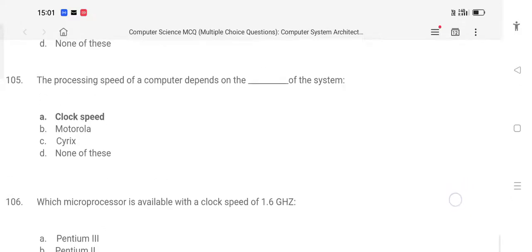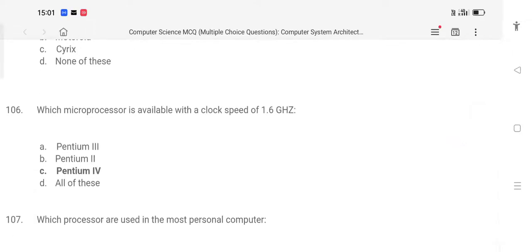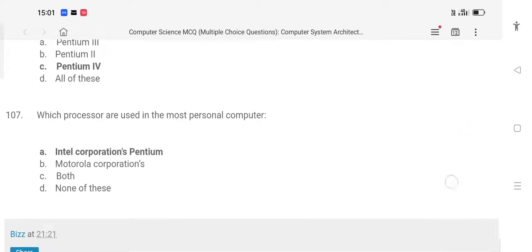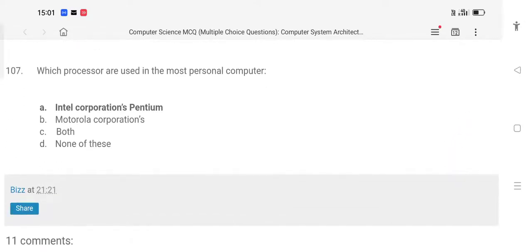Clock speed. Very, very important question. The processing speed of a computer depends on the dash of the system. Clock speed. Which microprocessor is available with a clock speed of 1.6 GHz? Pentium 4. Which processors are used in most personal computers?